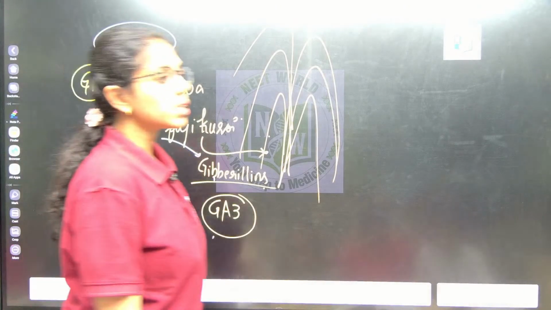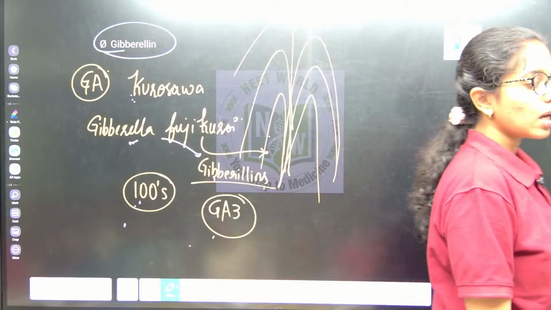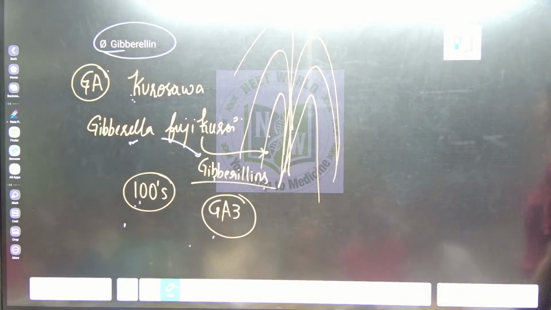What are the precursors of gibberellins? Acetyl coenzyme A and mevalonic acid. The precursors are terpene precursors, and the derivatives are terpenes.